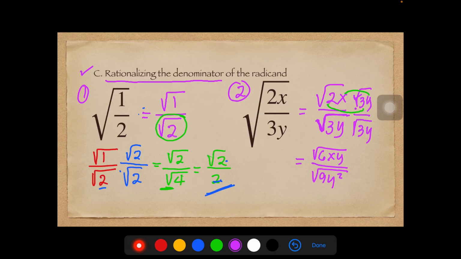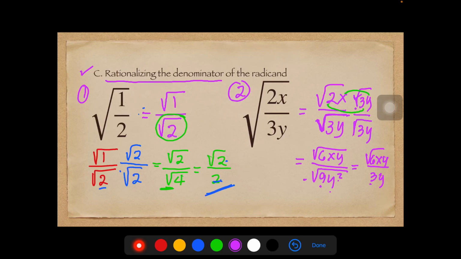And of course, if we simplify this denominator using a and b, removing the perfect nth power, and reducing the index into the lowest possible order, we come up with square root of 6xy over 3y. Square root of 9 is 3. Square root of y squared is y. So that is already the final answer.